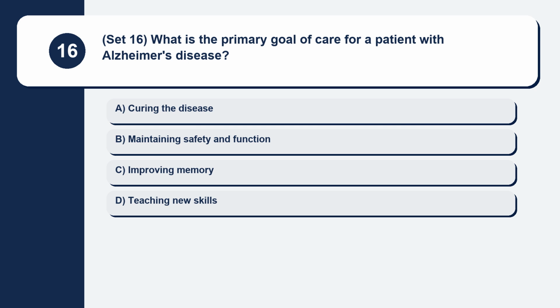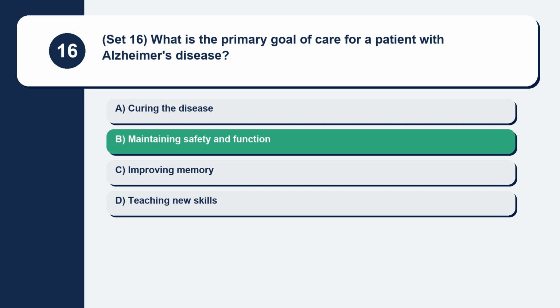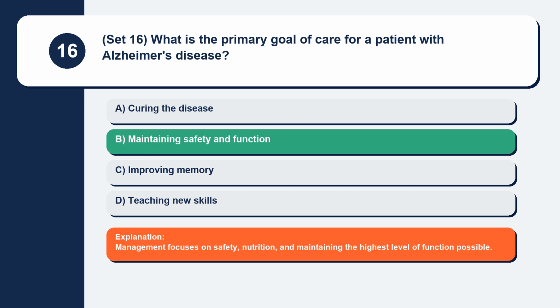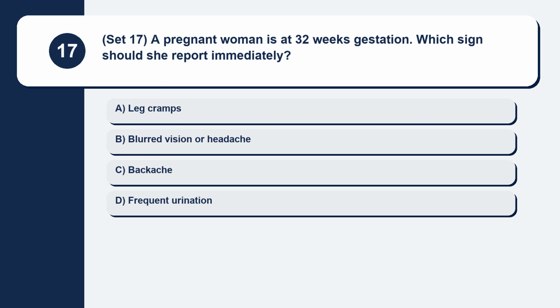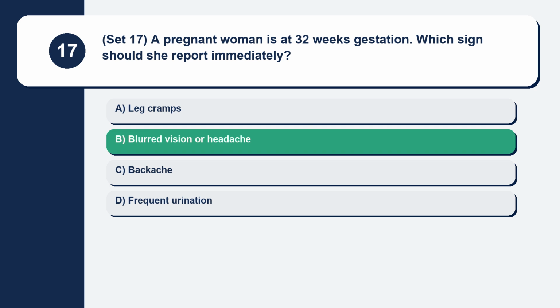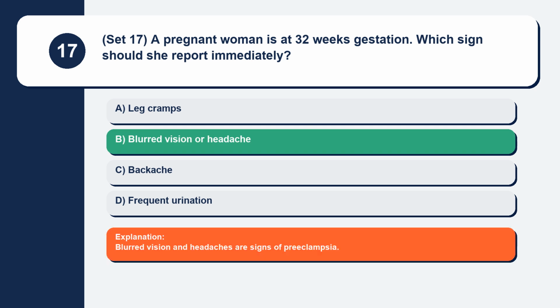Question 16. Set 16. What is the primary goal of care for a patient with Alzheimer's disease? Curing the disease, maintaining safety and function, improving memory, teaching new skills. Management focuses on safety, nutrition, and maintaining the highest level of function possible. Question 17. Set 17. A pregnant woman is at 32 weeks gestation. Which sign should she report immediately? Leg cramps, blurred vision or headache, backache, frequent urination. Blurred vision and headaches are signs of preeclampsia.